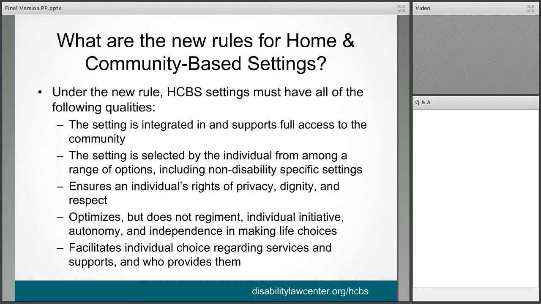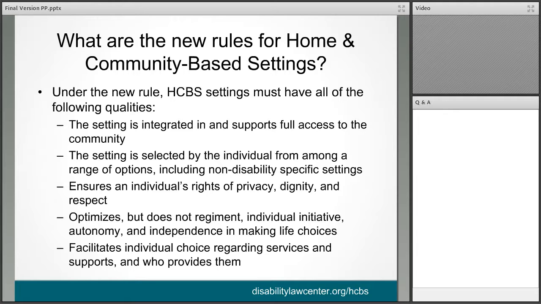The third quality is that the setting needs to ensure an individual's rights of privacy, dignity, and respect. So this means that somebody should be able to close their bedroom door, have a private phone call, or have a secure place to store their personal items at work.